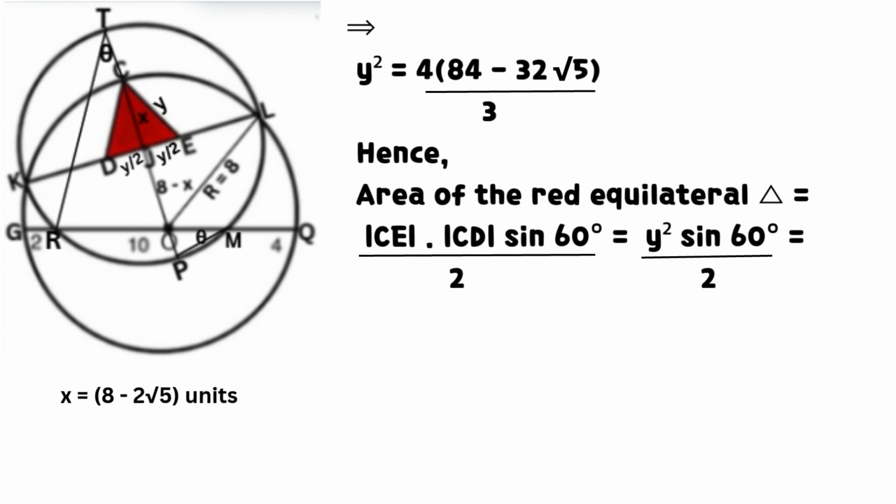Hence, the area of the red equilateral triangle equals half the product of line CE and line CD times sine 60 degrees, which equals half the product of the square of y and sine 60 degrees. We can now substitute the value of the square of y we obtained earlier.